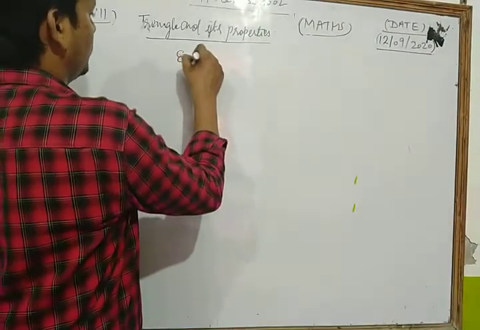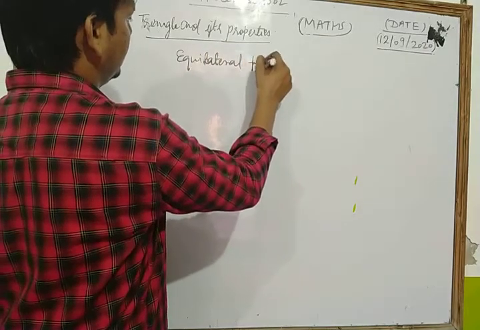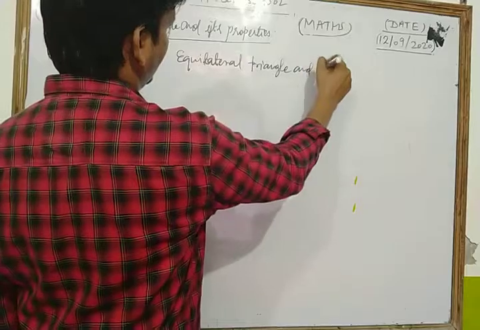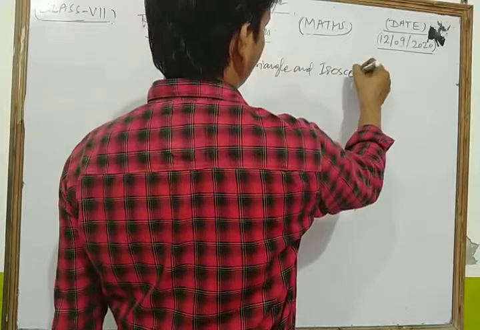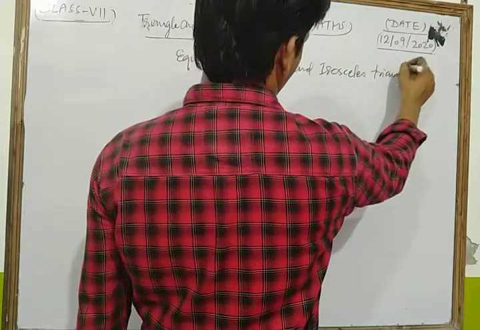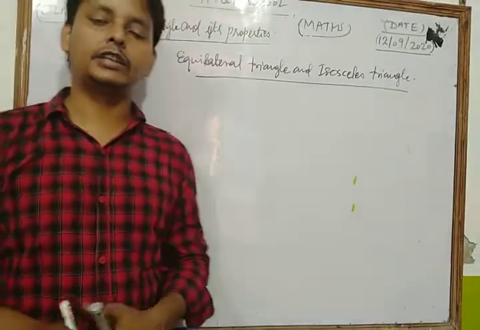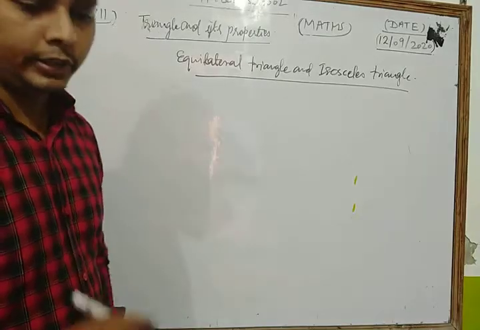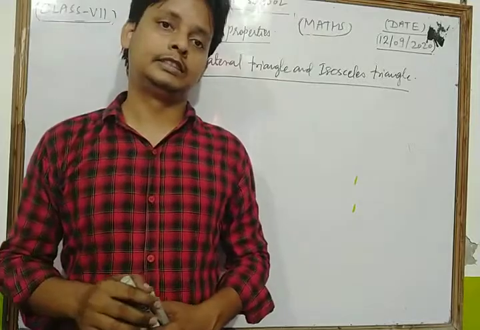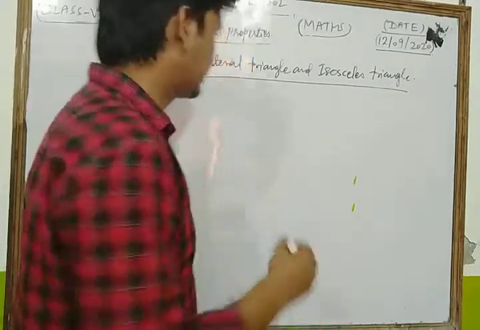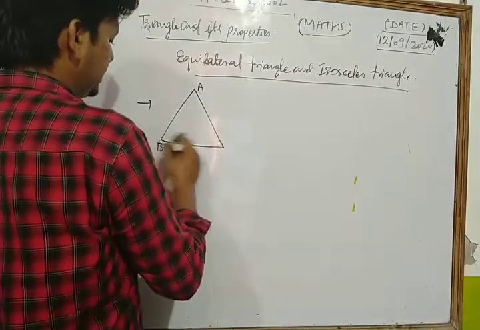Now we discuss the equilateral triangle and the isosceles triangle. These are the two important special triangles of your chapter. Dear students, a triangle in which all three sides are of equal length is called an equilateral triangle. So first we discuss the equilateral triangle. Let's see. Suppose that ABC is a triangle.